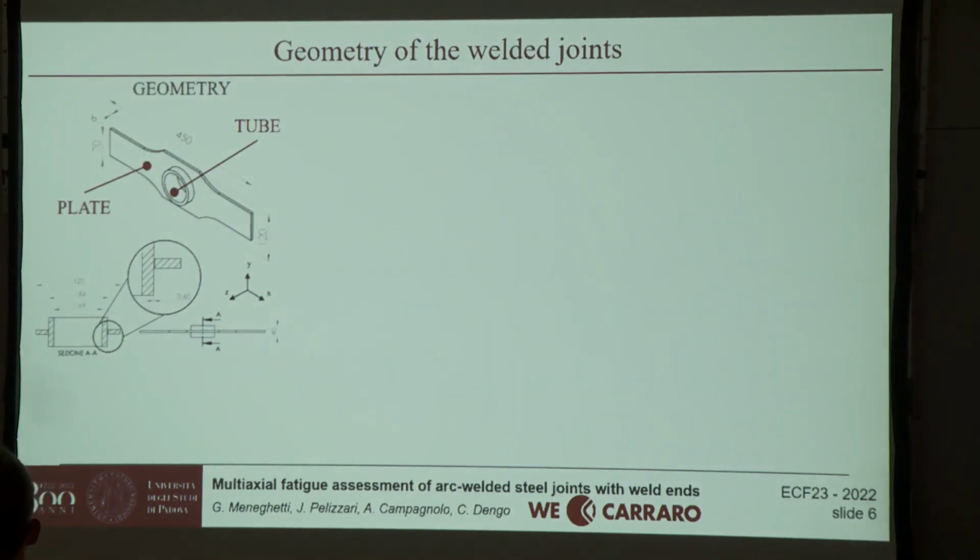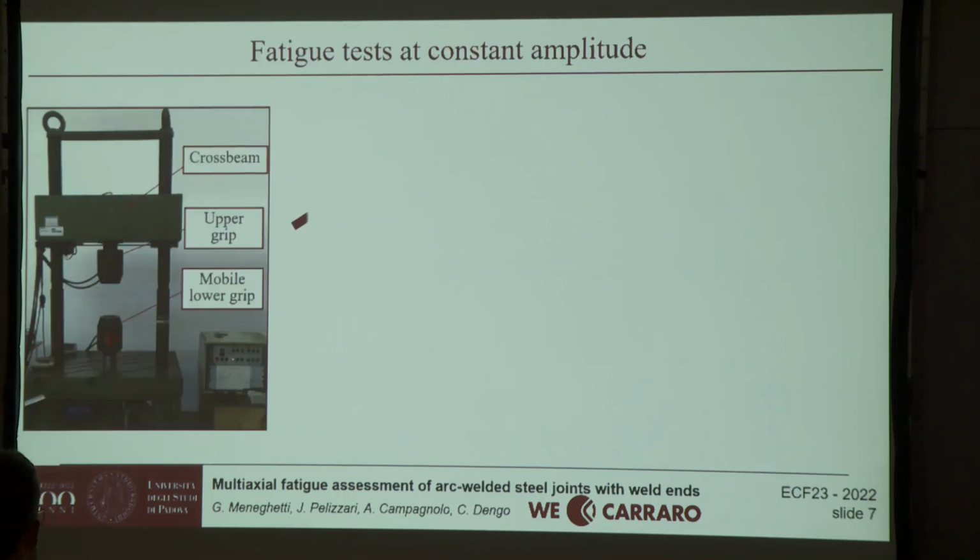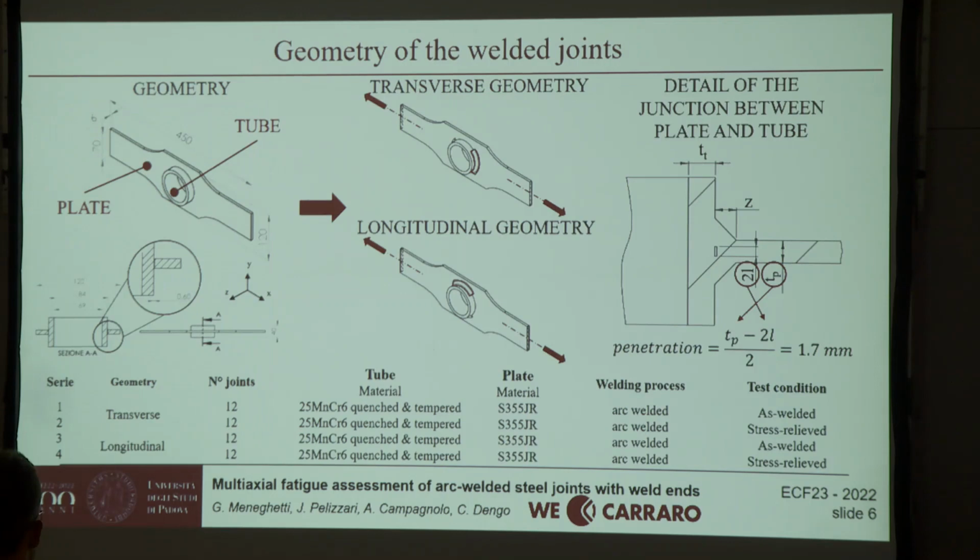The welded joints that we have tested are basically a plate welded to a tube with intermittent fillet welds, and we obtained two different geometries, transverse geometry and longitudinal geometry, tested both in as-welded and stress-relieved condition. Here you have the parameters related to the detail of the junction, useful to define the element size to apply the peak stress method.